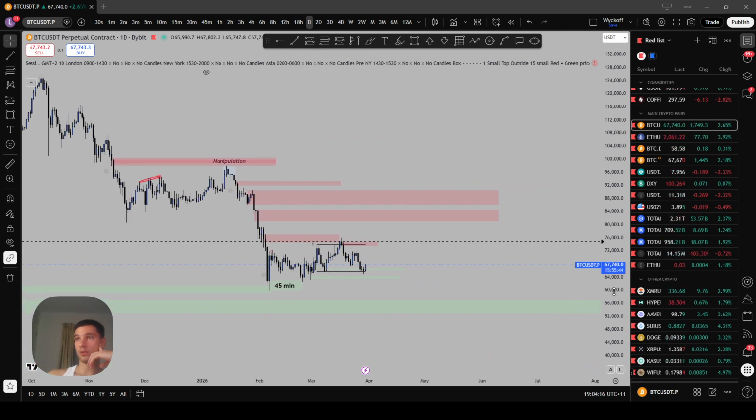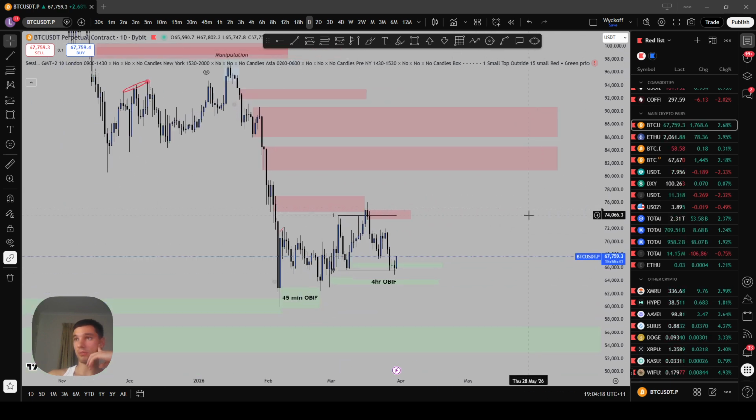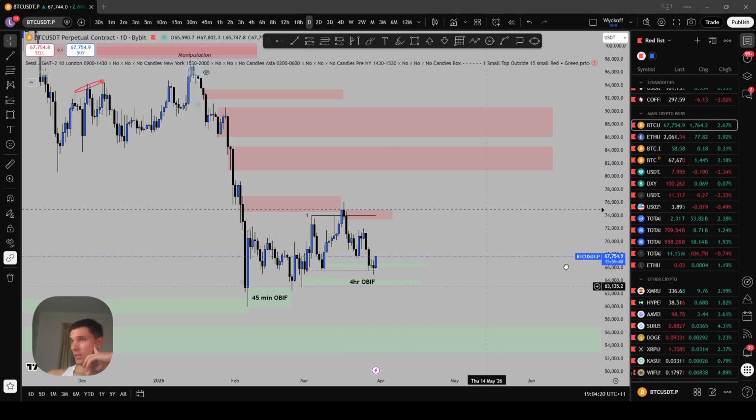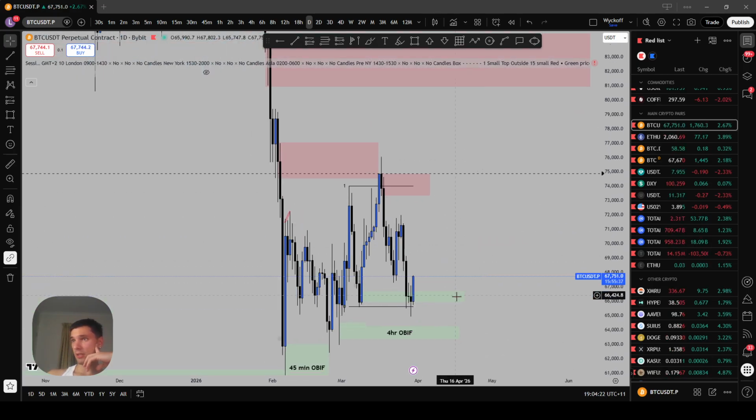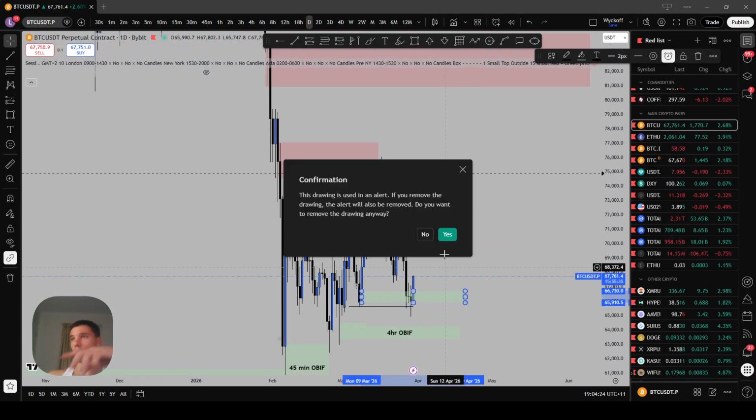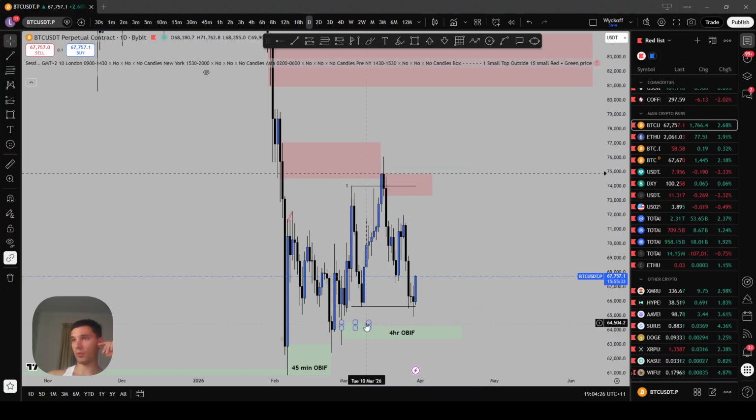Bitcoin front ran this extreme supply POI and is looking to tear through this demand. We have a 4-hour OB below us, which will probably get tapped soon.